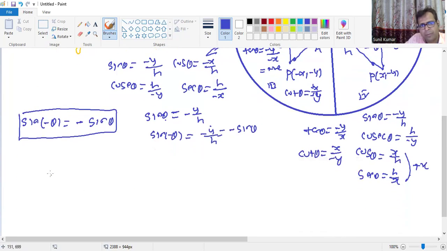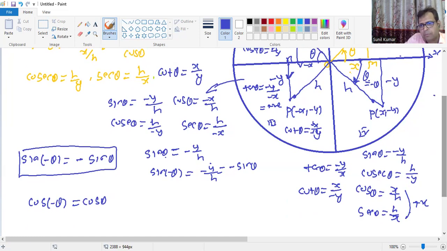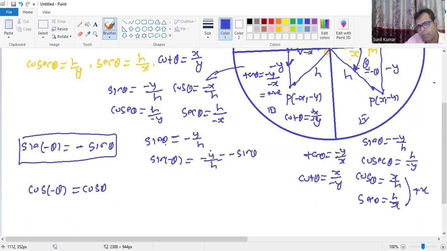Similarly, we can find other formulas, like cos of minus theta is cos theta. How do we get the same? Use the same concept. Minus theta means we are moving from the origin axis to the fourth quadrant. If we write cos theta normally here, we consider theta as minus theta. So we can write cos of minus theta equal to x, the base, by h, the hypotenuse, and this is equal to cos theta with respect to the first quadrant. So yes, cos of minus theta is cos theta.